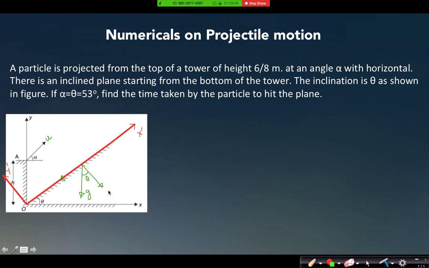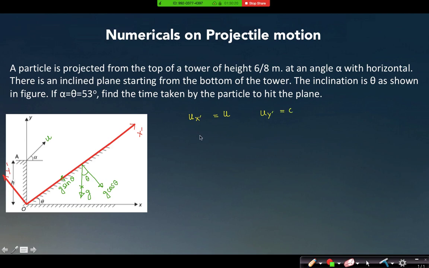This will be 53. So what is the y component of the acceleration? G cos theta. And what is the x component? G sin theta. So instead of g, now I will use g sin theta and g cos theta. Now the question is very simple. Can you see now what is ux prime? Ux prime is only u, or not? Yes, sir.